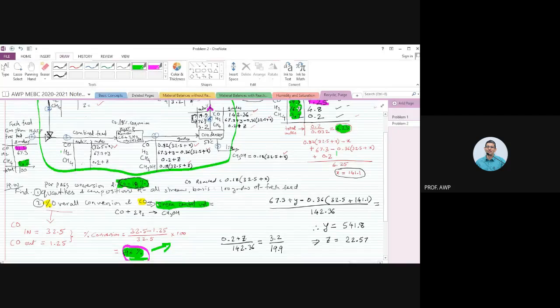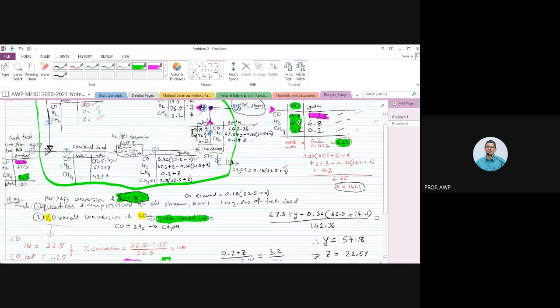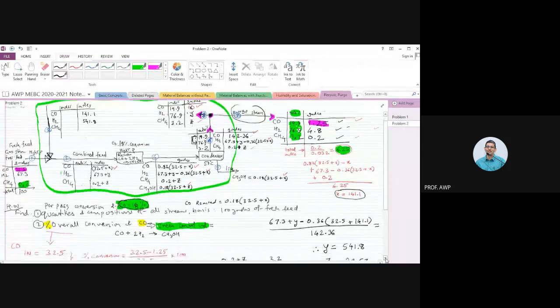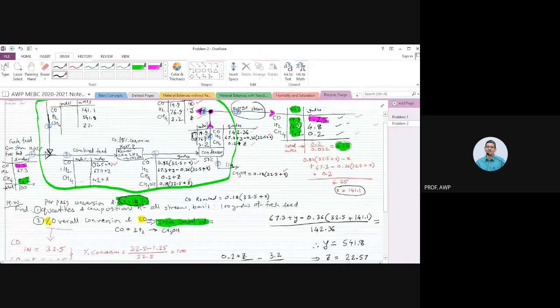Yes, sir. Okay. Second thing to note is the amount of recycled gas: CO, hydrogen and methane. CO was 141.1, I think. Hydrogen was 541.8. Methane, what was the value? 22.57. These are significantly higher than these incoming moles. That's okay because we are allowing the plant to operate at steady state.